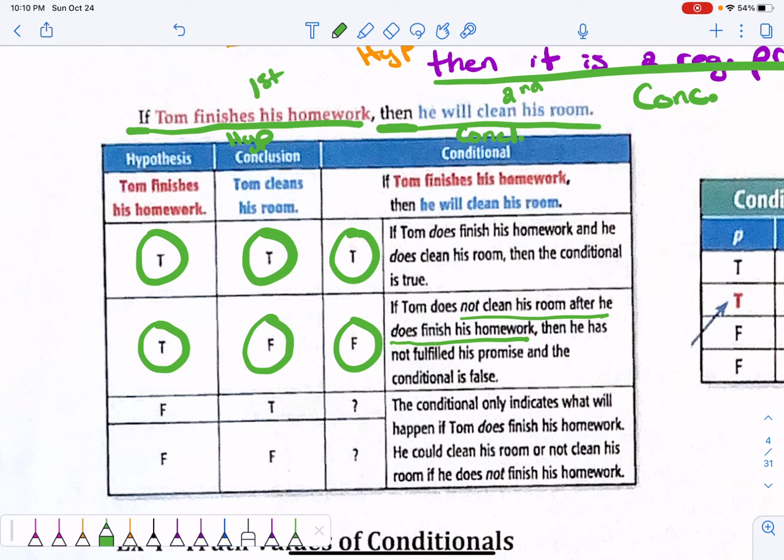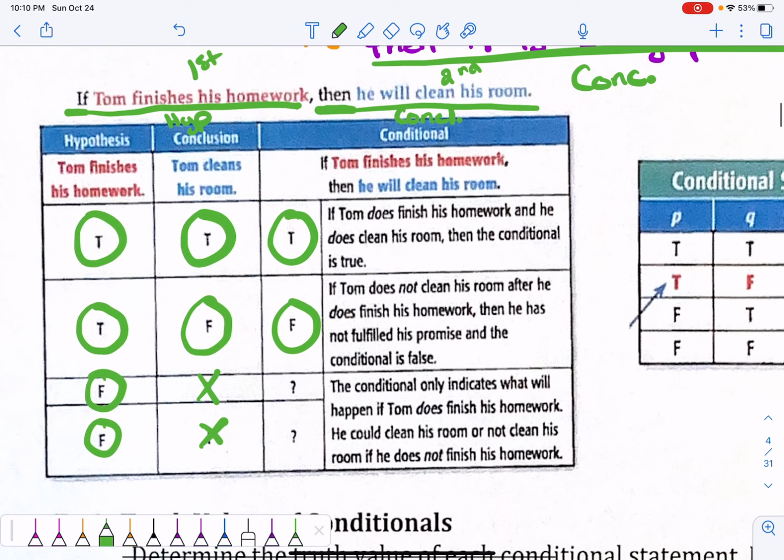This is where you're going to get ticked off. Okay, are you ready? So if the first statement is false, like if he doesn't finish his homework to start with, then we don't care what he's doing next, because he didn't finish what he was supposed to do to start with, right? Like, great that he cleaned his room, but you didn't finish your homework first, so, whatever. So if the first statement is false, the conditional only indicates what will happen if he does finish his homework. We don't know anything about what will happen if he doesn't finish his homework. We only know that if he finishes his homework, then he will clean his room.